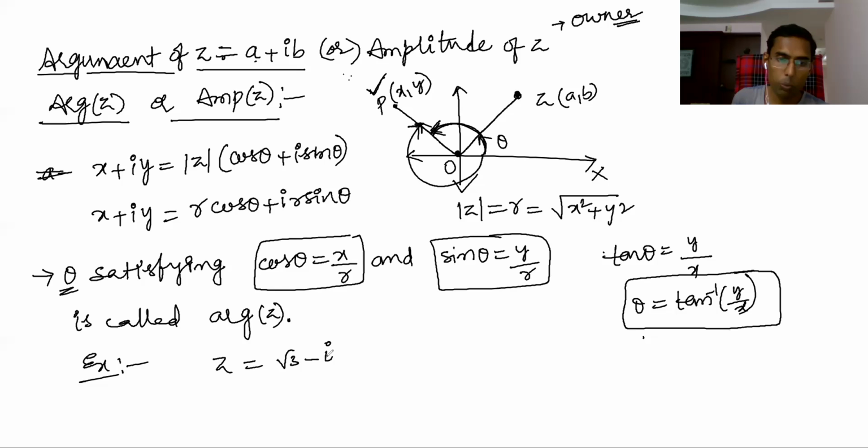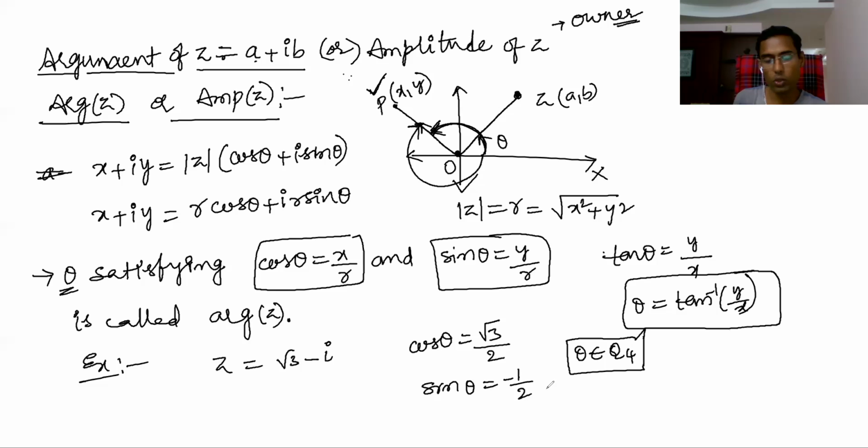Here automatically cos theta becomes x by r, that means root 3 by r, where r is under root of x square plus y square, that is 2. Sin theta equal to what? Minus 1 by 2. So now cos theta is root 3 by 2, sin theta is minus 1 by 2. So theta is in which quadrant? Cos is positive, sin is negative. So automatically theta belongs to Q4, the fourth quadrant.